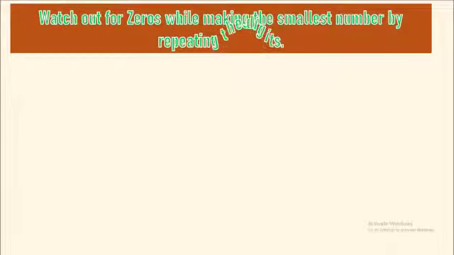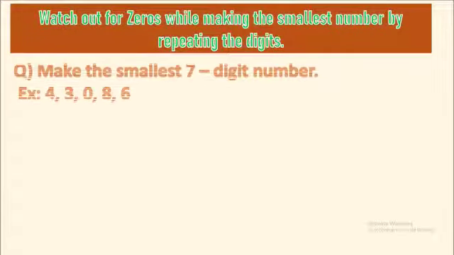So let's go for the next concept, which is asking us to watch out for zeros while making the smallest number by repeating the digits. So let's see the question. Here we have, make the smallest 7-digit number, and the digits given are 4, 3, 0, 8 and 6. So that are only 5 digits. We have to make a 7-digit number.